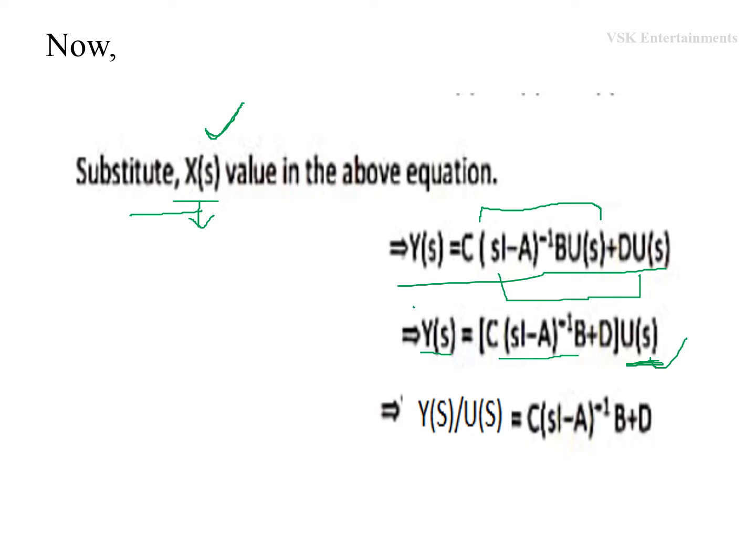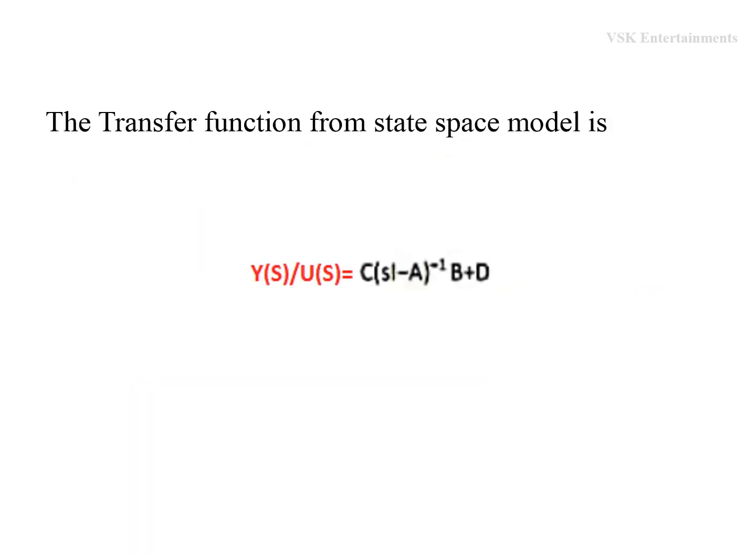In this, we know y of s is the Laplace transform of the output and e of s is the Laplace transform of the input, and we know the transfer function is nothing but the ratio of the Laplace transform of output to the Laplace transform of input. That is, y of s by e of s is equal to C into (sI minus A) whole inverse B plus D, and this is the expression for the transfer function for a given state model. Therefore, the transfer function from the state model is given as y of s by e of s is equal to C into (sI minus A) whole inverse B plus D.